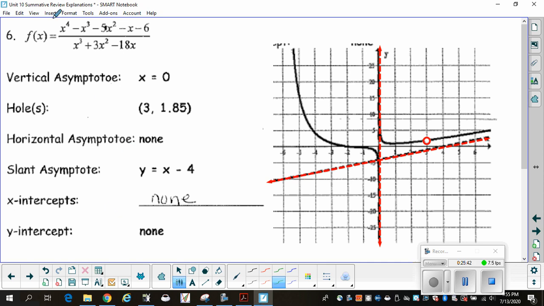Finally, number 6. Again, you're going to factor this. Factor the bottom. The numerator gets a little bit crazy to factor. It's the 4th degree. It's a big old crazy one. And then you're going to look at your horizontals, slants, X-intercepts, and Y-intercepts.